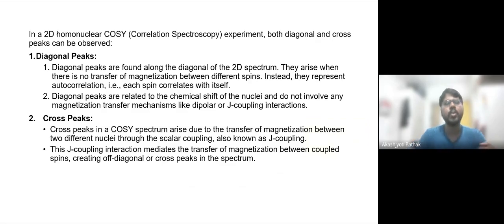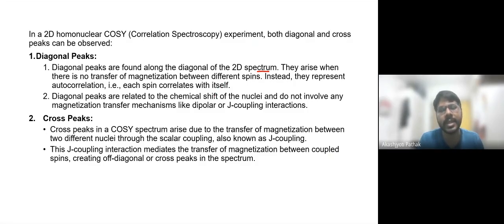So in a 2D homonuclear COSY experiment, we get diagonal peaks and cross peaks. The diagonal peaks are found along the diagonal of the 2D spectrum. They arise when there is no transfer of magnetization. If there is no transfer, that means the two spin systems are not coupled to each other. They represent autocorrelation. That is, each spin is correlated with itself.